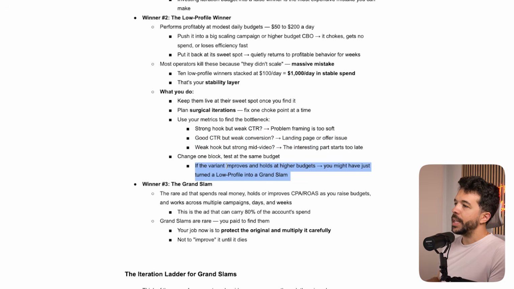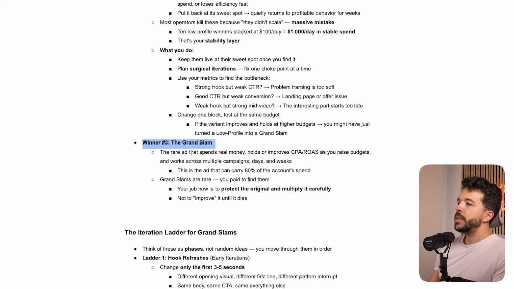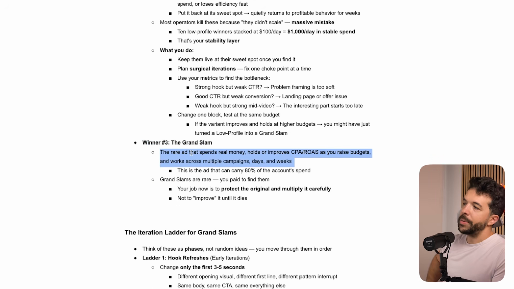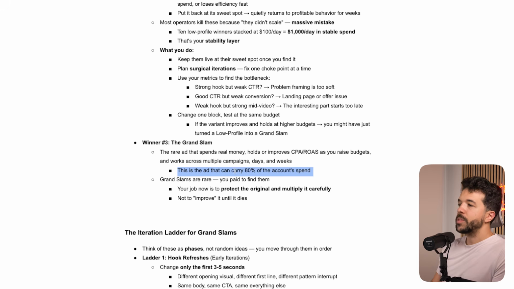If the variant improves and holds at higher budget, you might have just turned a low profile winner into a Grand Slam winner, and that's what everybody wants. Number 3 is the Grand Slam winner. These are the rare ad type that spends real money, holds and improves everywhere you put it as you raise the budget, and works across multiple campaigns, days, weeks, months. And this is the type of ad that usually carries 80% of the account spend.